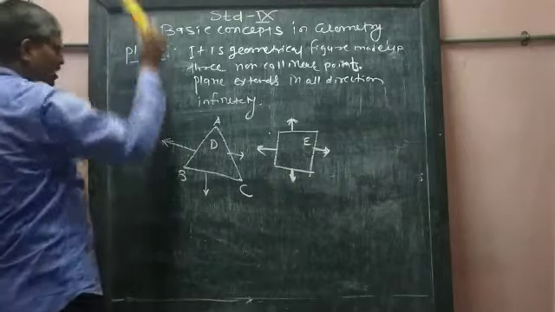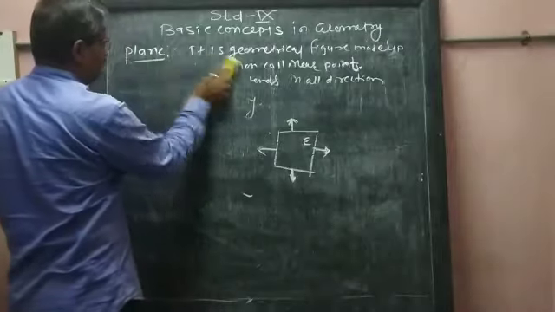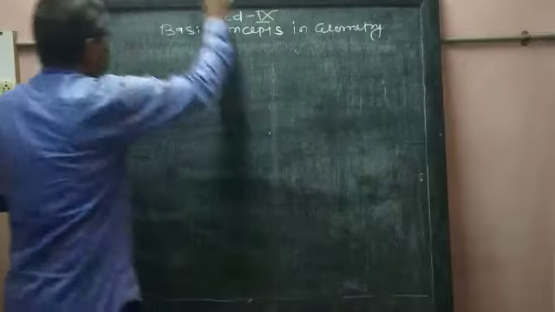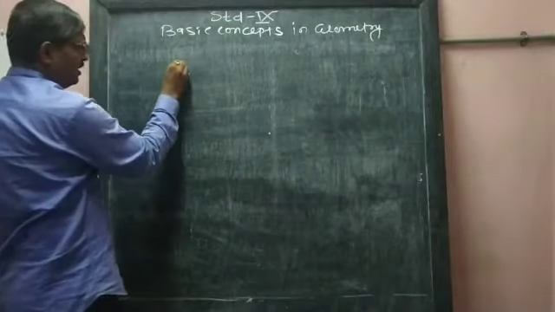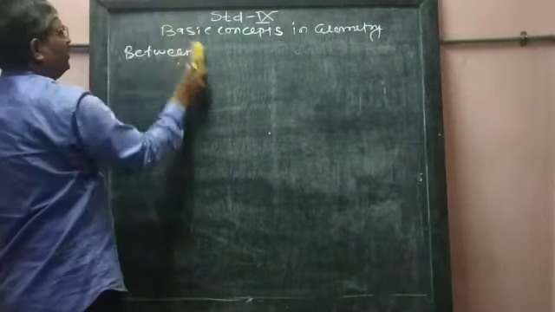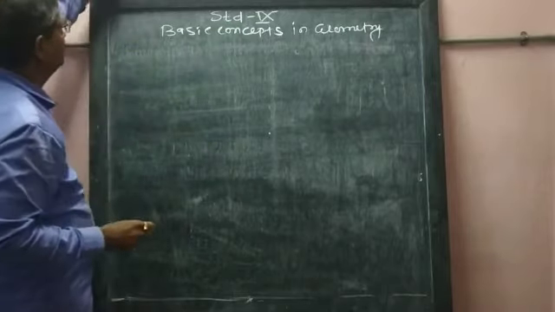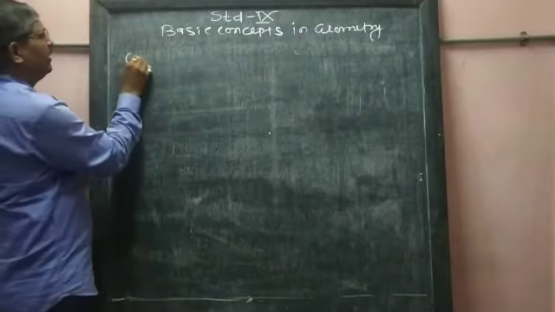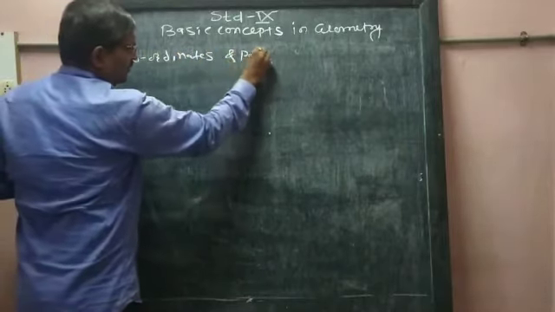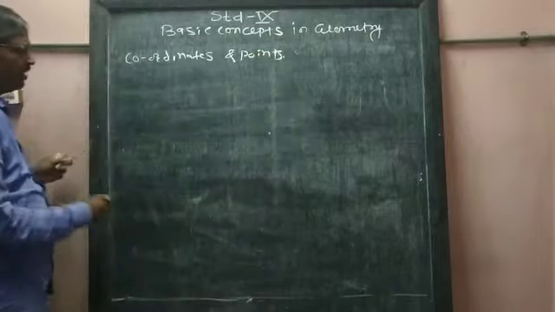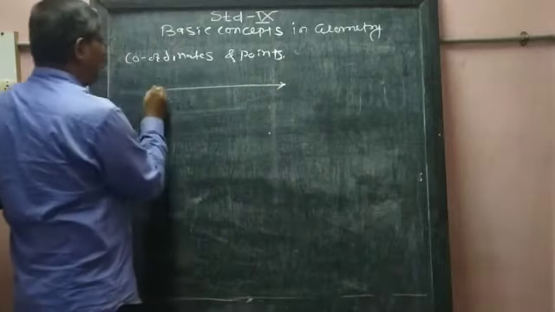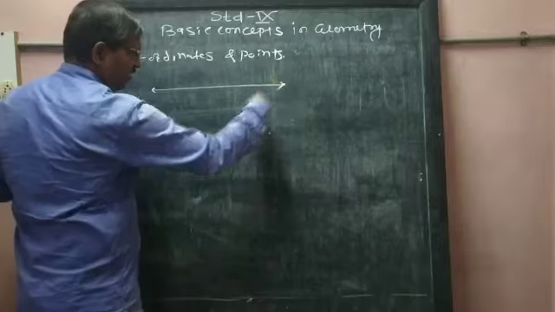Now we are going to study about betweenness. Suppose there are 3 points. I am going to write betweenness, but before that, I think we should know about coordinates and points. This is the main concept of this lesson. So what is meant by coordinate? What is meant by points? That we will see with examples. We will take a number of examples.